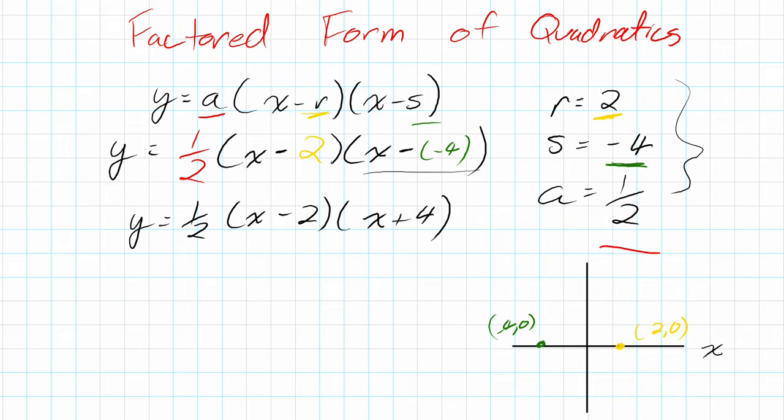Our a value has to deal with something called the stretch and compression, which we probably haven't talked about much yet, so we won't focus on that. But we have two key points if we want to graph this. Now, the question starts to become, how does the rest of this parabola look? Does it swoop down like that? Or is it actually facing the other way? We're not quite sure yet.